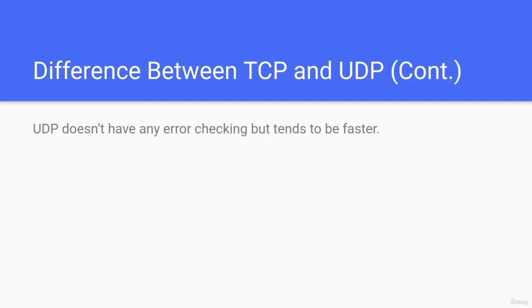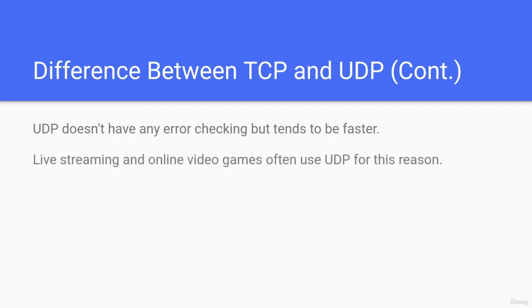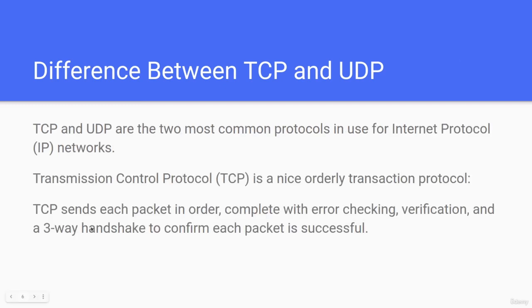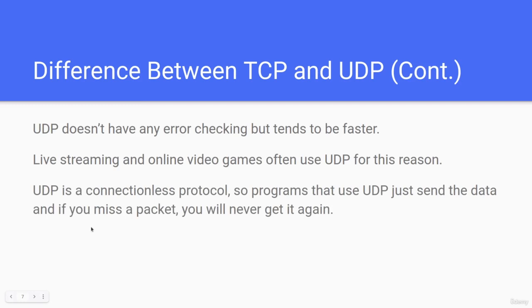Now, UDP doesn't have any error checking, but tends to be faster. Live streaming and online video games often use UDP for this reason, because it is faster. UDP is a connectionless protocol, so programs that use UDP just send the data, and if you miss a packet, you will never get it again, because it is connectionless. There is no three-way handshaking, as we learned from the SYN, SYN-ACK, ACK, okay? So that's why it is faster and connectionless.